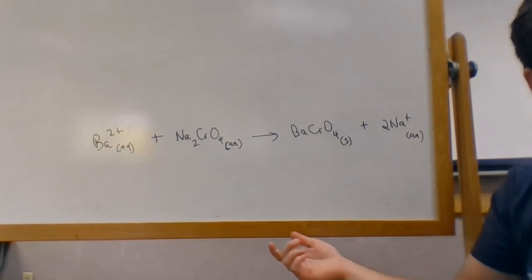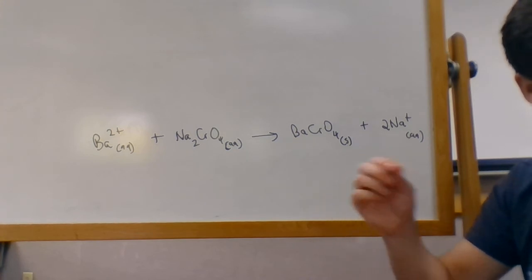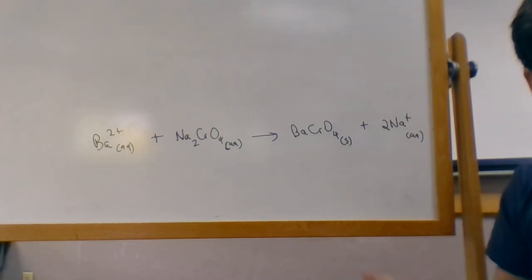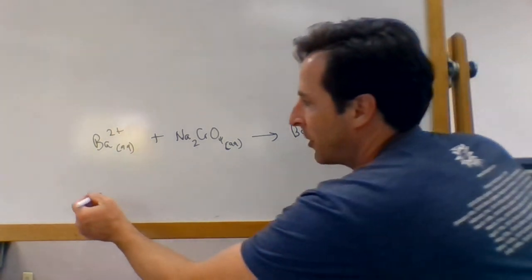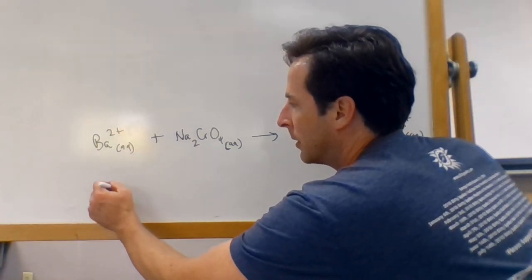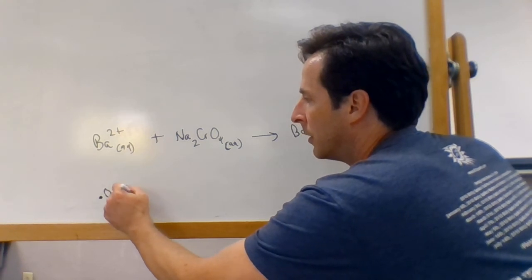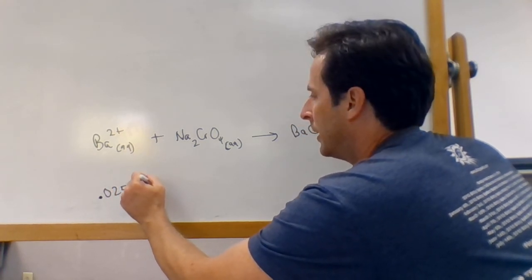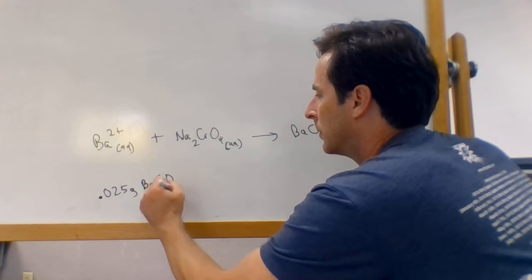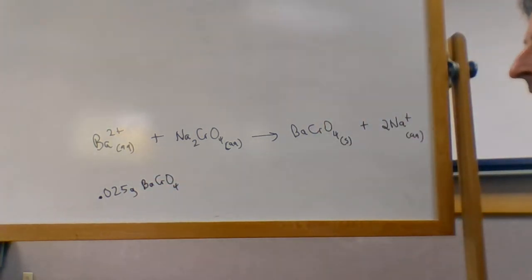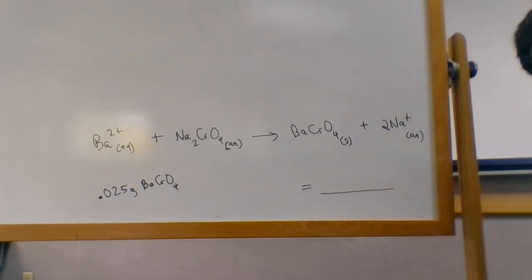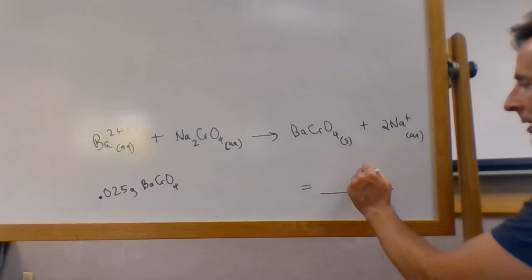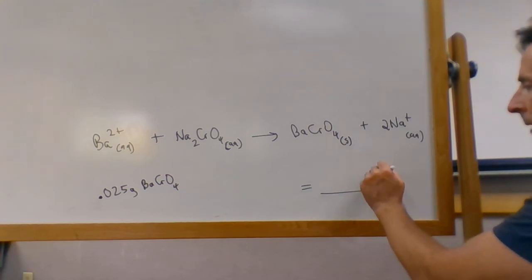It says you add sodium chromate, and then the precipitate is dried and weighed, and the mass is 0.025 grams. So that's 0.025 grams of that compound. So I'm going to start with 0.025 grams of BaCrO4. And then I have to find the molarity, the concentration, the molarity of barium.